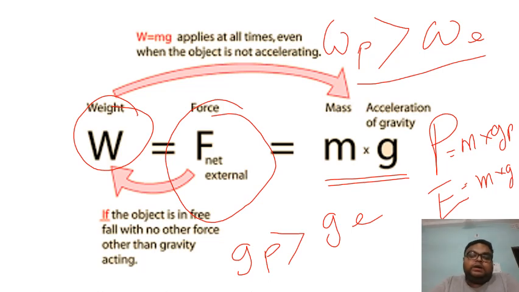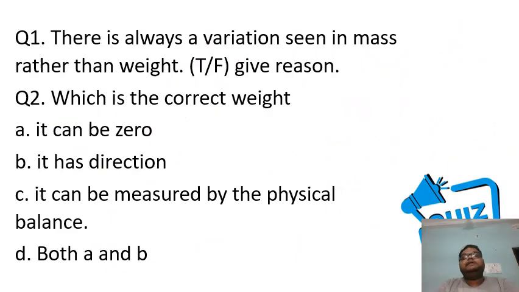Okay. Now let's proceed forward. So there is a quiz for you. The first question is, there is always a variation seen in mass rather than weight. Is this statement true or false? You need to give a reason also. I'm giving you 10 seconds to quickly think about it. Then I will ask you the answer.